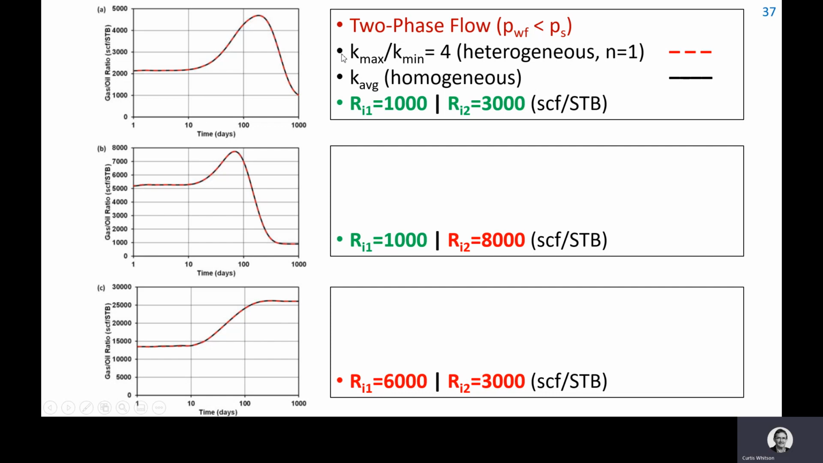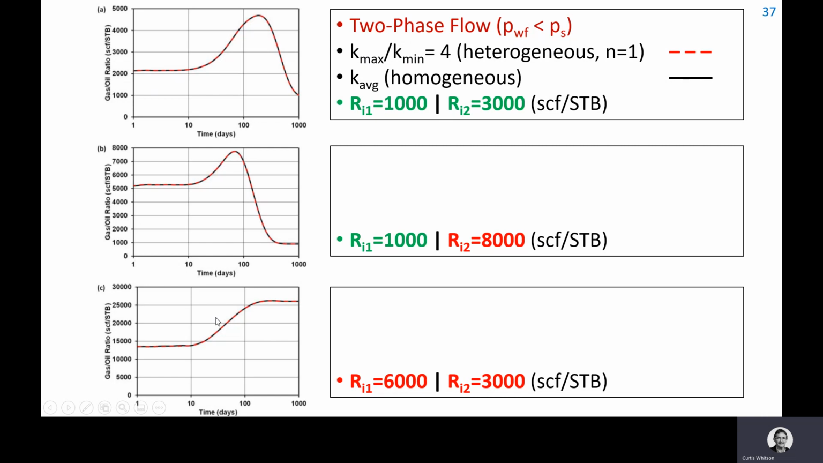Now we're looking at a case where we drop below the saturation pressure. We have a Kmax to Kmin ratio of 4. We're again comparing the homogeneous approximation with the fully modeled heterogeneous case, again for 1,000 and 3,000 in the top figure, the next figure is 1,000 and 8,000 GOR, so an oil and a gas condensate, and then the last one is two gas condensates. And you can see that the homogeneous approximation is very good for all of these cases.